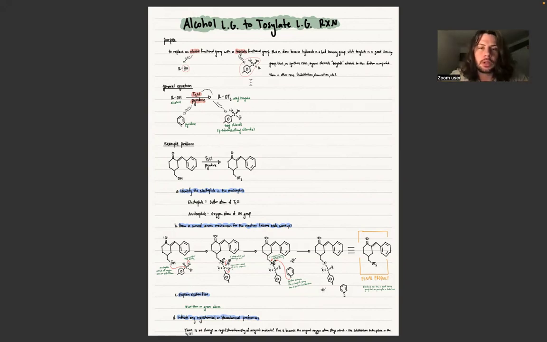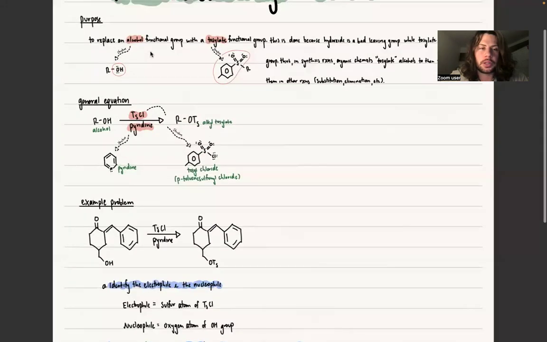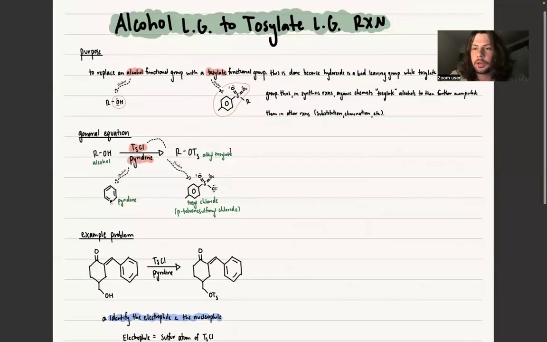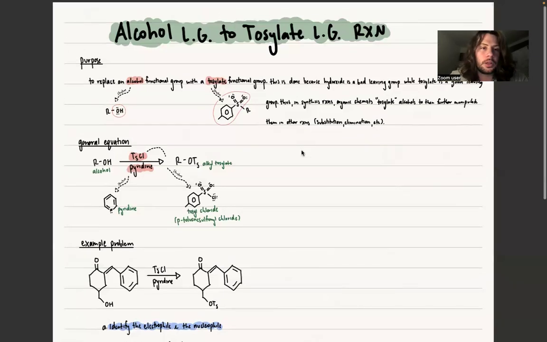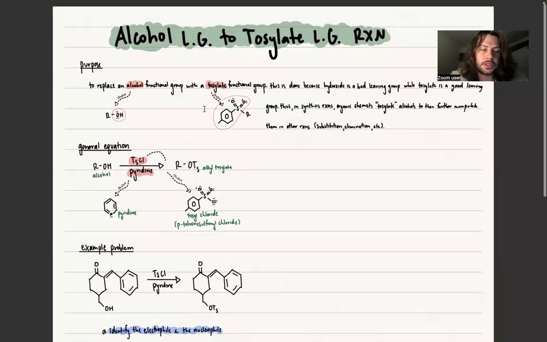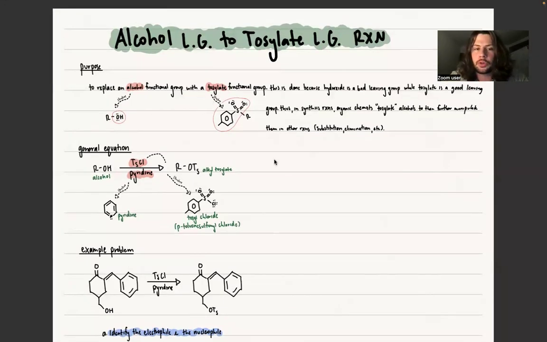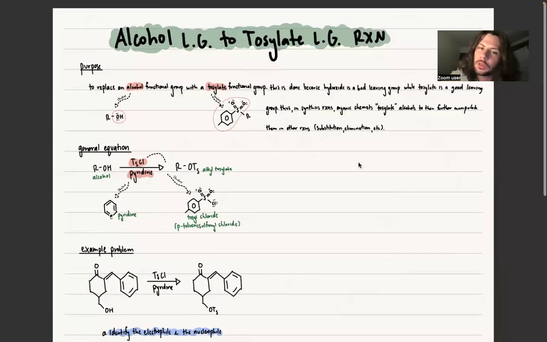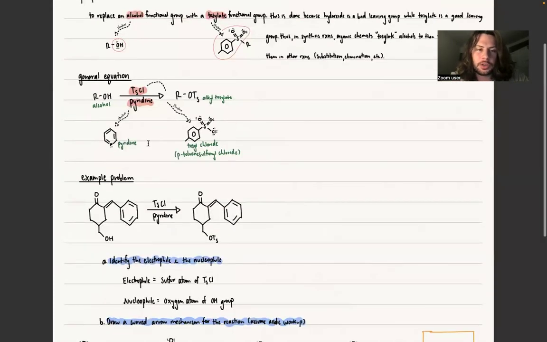So what I'm going to do is zoom in here and go over everything that I've written down and talk about it in a little bit of depth. This should be a 5 to 10 minute video. But the purpose of this, like I said before, is to replace an alcohol functional group with a tosylate functional group. Once again, this is done because hydroxide's a bad leaving group, tosylate's a good leaving group. We'll use this in synthesis reactions, or organic chemists will, to further manipulate this compound or molecule of interest in whatever reaction they choose. So the general skeleton equation is going to look like this.